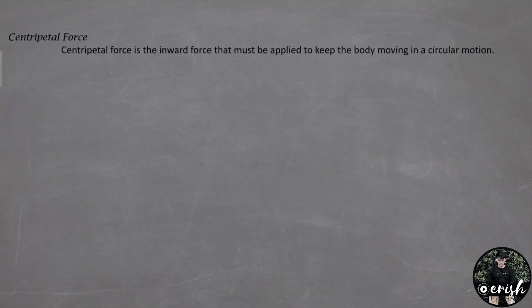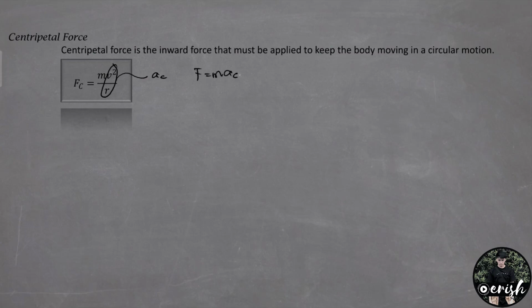Centripetal force is the inward force that must be applied to keep the body moving in a circular motion. Without centripetal force, circular motion cannot occur. Since force is equal to mass times acceleration from the dynamics chapter, the magnitude of the centripetal force on a body in circular motion is calculated by this formula. Centripetal force is equal to mass times v squared over r. So this v squared over r is simply the centripetal acceleration. That is how this equation was derived: force is equal to mass times centripetal acceleration. So this force is the centripetal force.